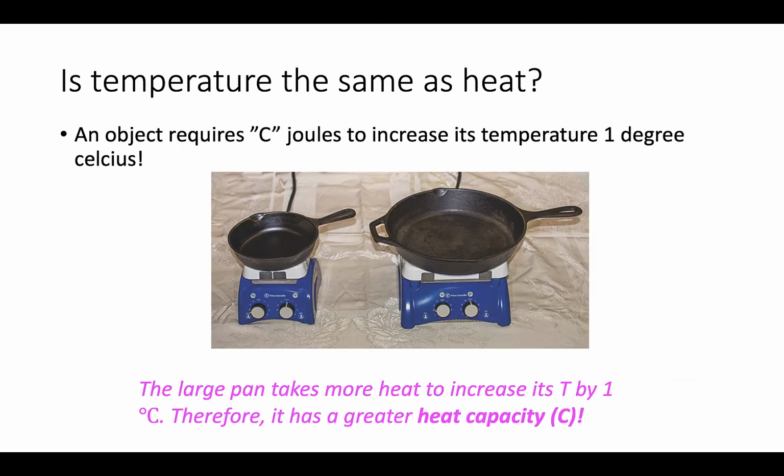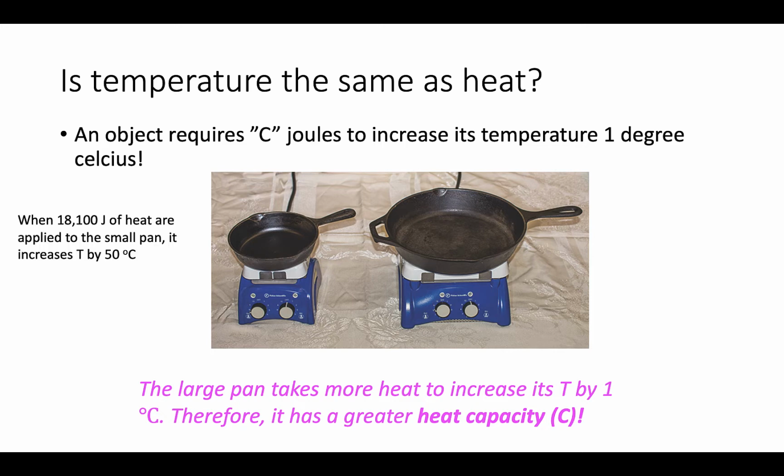And so let's take a look here at an example, right? An object takes C joules, a certain number of joules of heat, to increase its temperature 1 degree Celsius. And if we were to consider two pans of the same material, but one is much larger than the other, well, the large pan is going to have a greater heat capacity, right? It's going to take more heat to raise this large object 1 degree Celsius versus the small object.